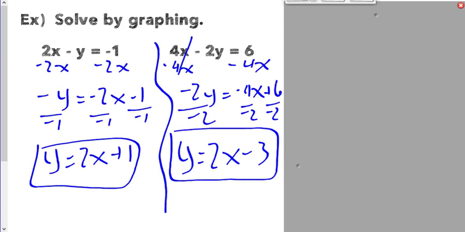Again, at this time, pause the video, graph those two equations. You may have already noticed something about their slopes that would tell you what the solution to this might be. But take a second, graph those two, pause it, and then come back and we'll reveal what these look like.